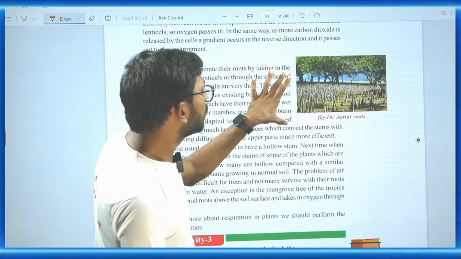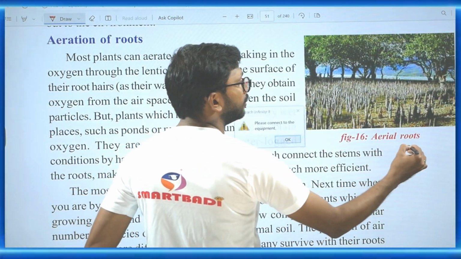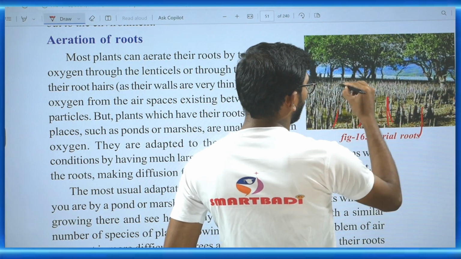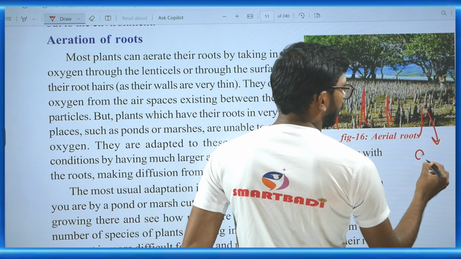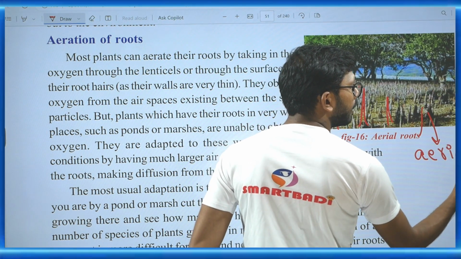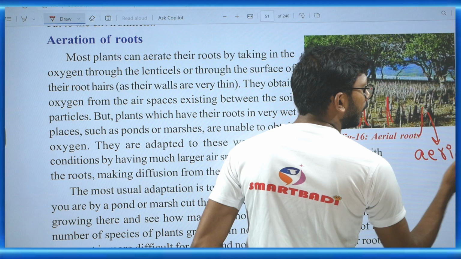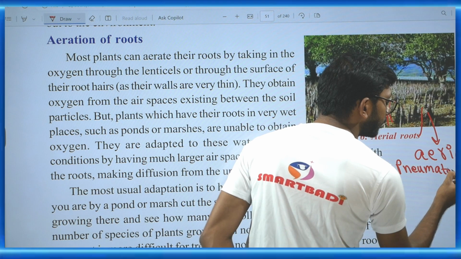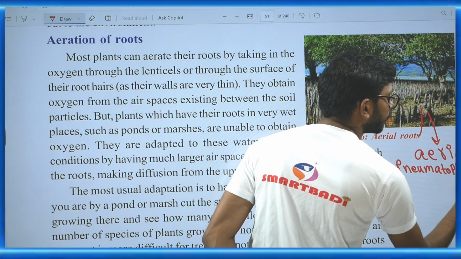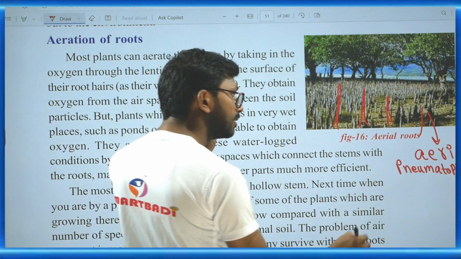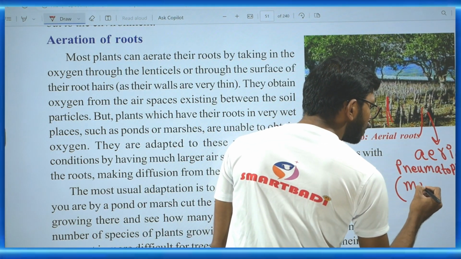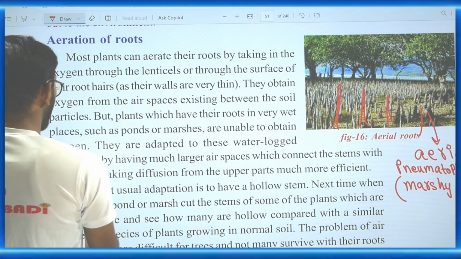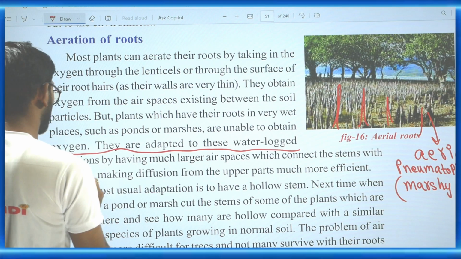See here, the brown colored things which you are observing are the pneumatophores. These are called aerial roots and also called pneumatophores. You can observe this clearly in marshy areas. Here also they have mentioned the same thing: they adapt to waterlogged conditions.